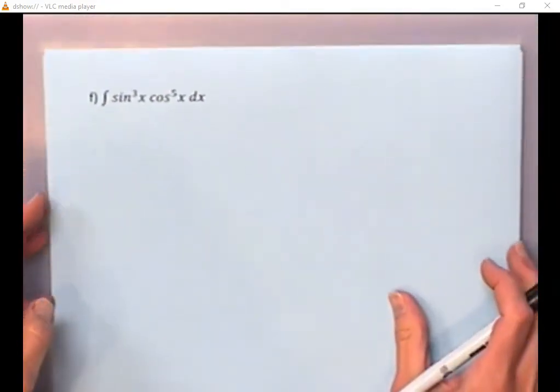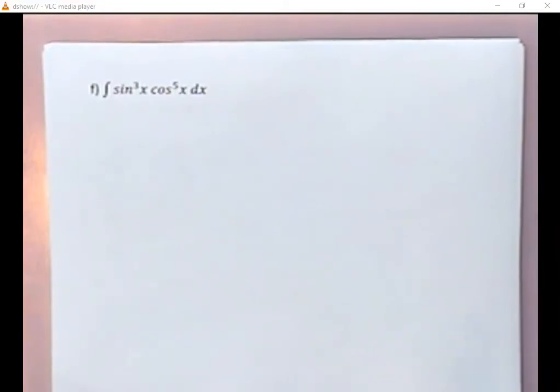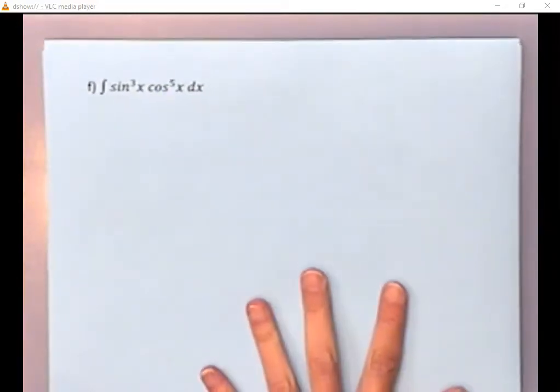So there's another case where they're both odd. Okay, so this is where they're both odd. We've looked at even with an odd, we looked at even with even, and now we have two odd powers together. So what are we going to do here? What do you think? Sine cubed and cosine to the fifth. What are our options?